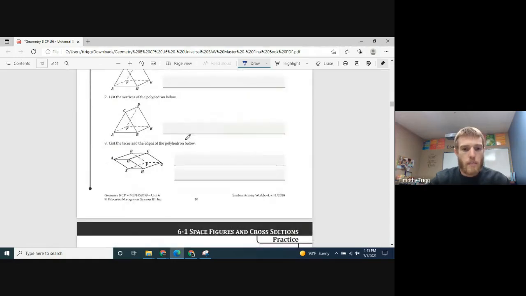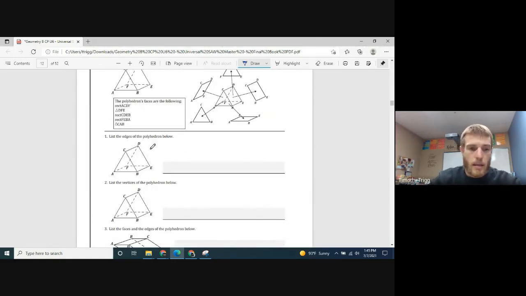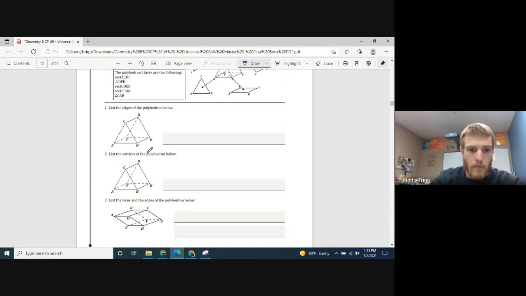Now let's go on to page 10 here. Here it says list the edges of the polyhedron below. So here we have what looks like a triangular prism, and they want you to list all the edges. I'll list a couple of them for you. So AB is an edge. What would be another edge here? Well, how about BE is also an edge? So anything connecting two vertices, and I put a little bar on top because these are line segments.